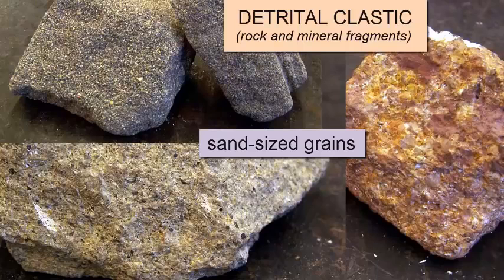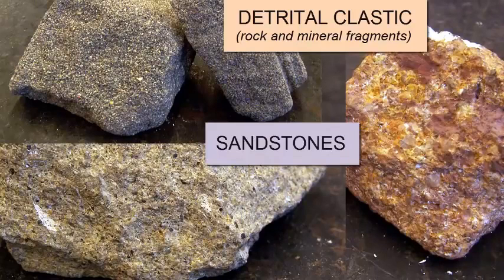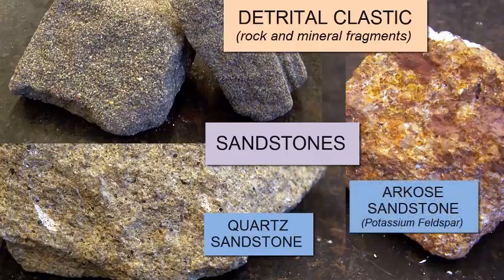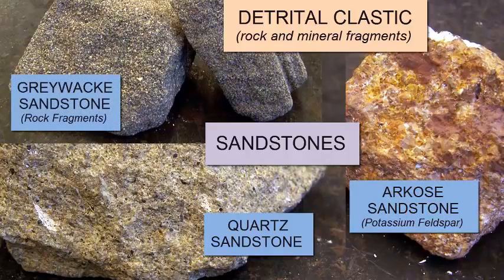Rocks of sand-size rock and mineral fragments, regardless of clast shape, are called sandstones. There are 3 types of sandstone here, which are distinguished from one another by the primary composition of their clasts. A quartz sandstone has primarily quartz clasts. An arkose sandstone, potassium feldspar clasts. And a greywacke sandstone is made primarily of clasts that are fragments of rocks as opposed to minerals.